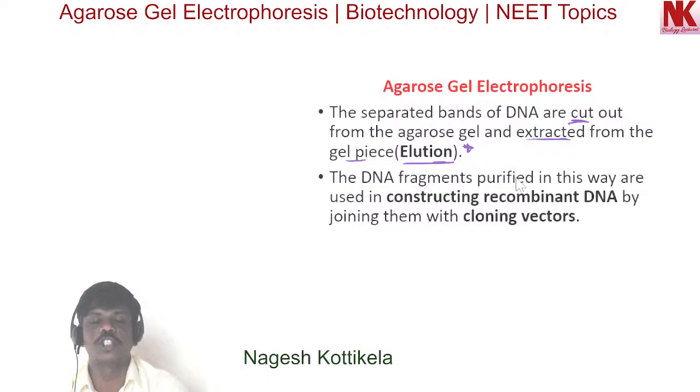The DNA fragments purified in this way are used in constructing recombinant DNA by joining them with cloning vectors. So these extracted fragments can be joined with cloning vectors, and as a result recombinant DNA is formed. So this is how recombinant DNA can be formed in rDNA technology. The separated fragments are purified in this manner and used in rDNA technology by joining them with cloning vectors. So this is how gel electrophoresis is performed.